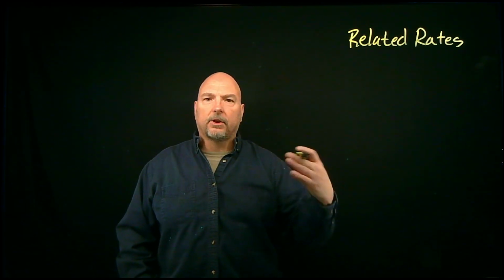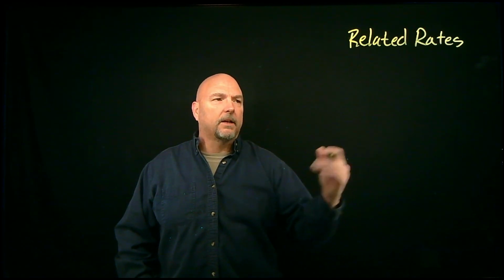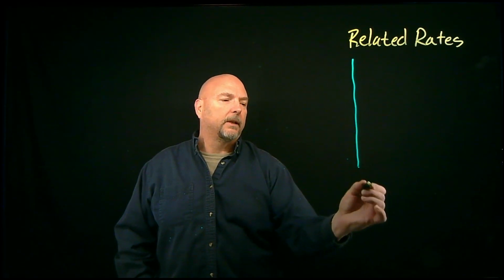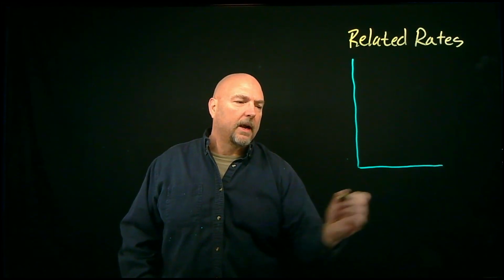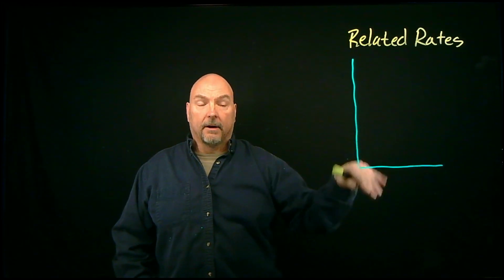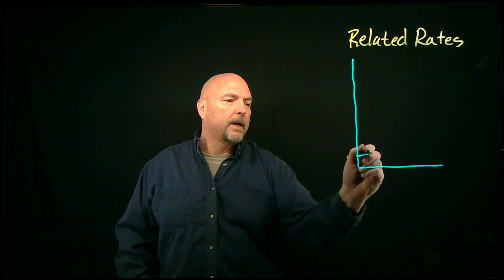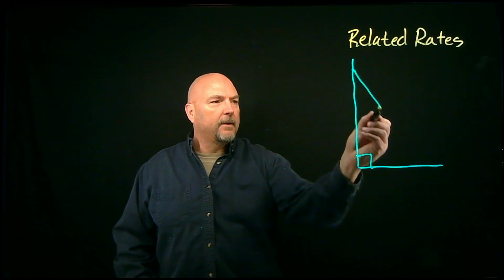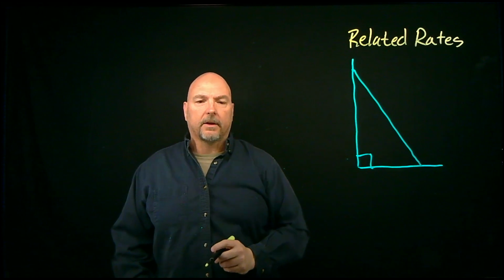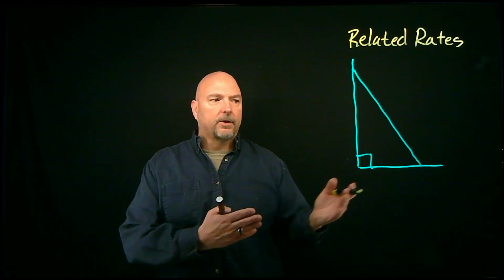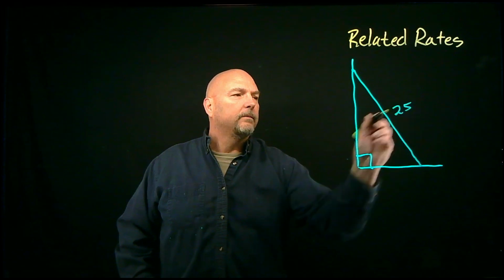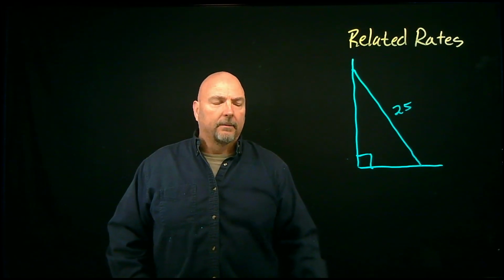So we have a situation where we have a ladder, let's say a 25-foot ladder, and it's leaning up against a building. So there's the building, there's the ground, presumably at right angles to one another. Put a little right angle in there. So this ladder is 25 feet long, right? So that's my ladder. So I'm looking at a right triangle here, right? So my 25-foot ladder is leaning up against the wall.